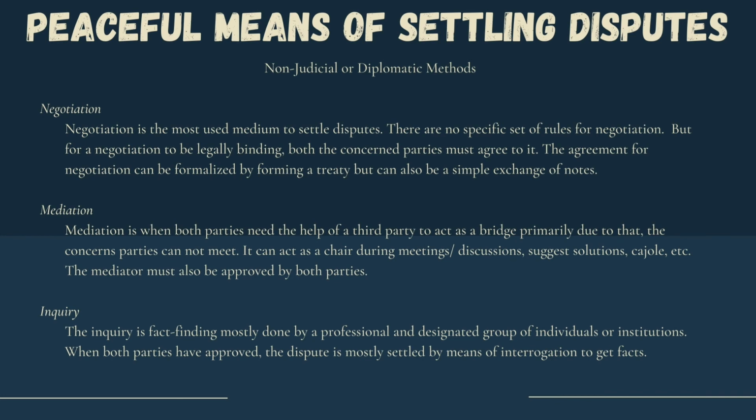Second is mediation. Mediation is when both parties need the help of a third party to act as a bridge, primarily because the concerned parties cannot meet. The mediator can act as a chair during meetings or discussions, suggest solutions, and so on. The mediator must also be approved by both parties.